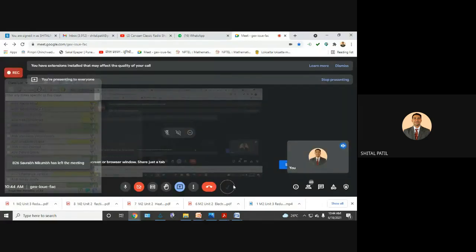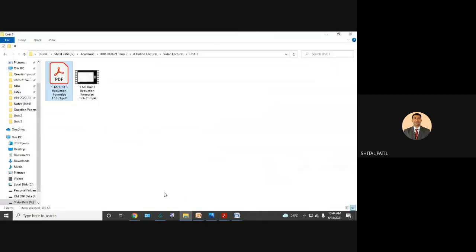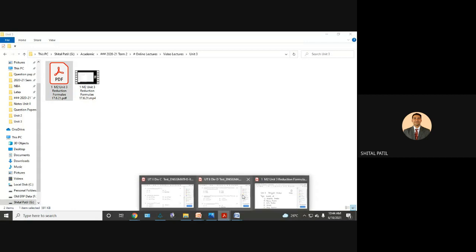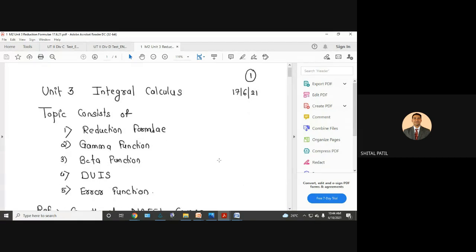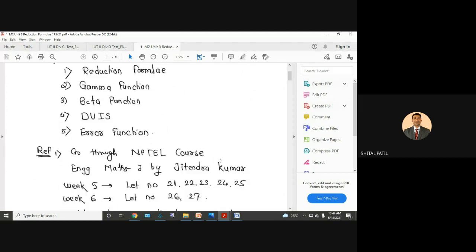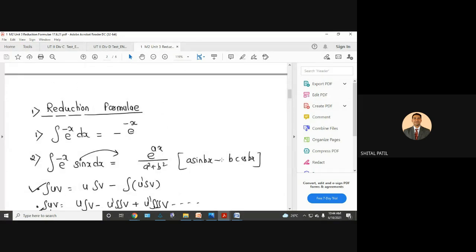Let me start now. So yesterday we started with unit number 3, integral calculus. Five different subtopics are there: reduction formulae, gamma function, beta function, DOS rule, and error function. Then we started with the reduction formulas, right? What is the reduction formulae?